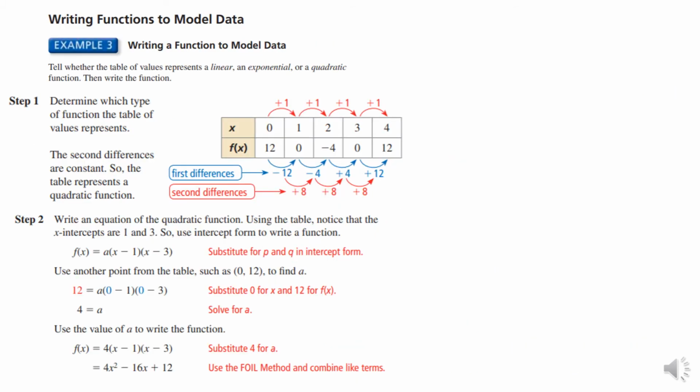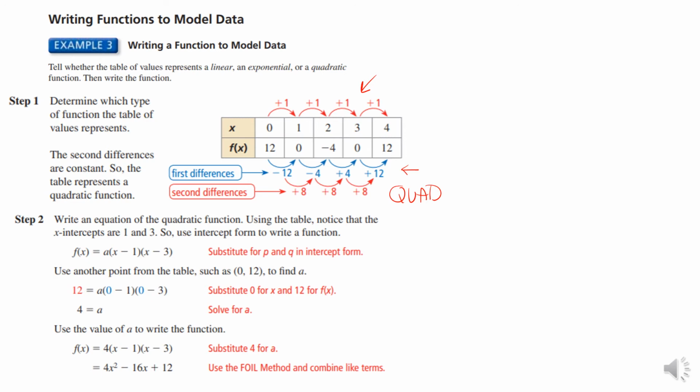Okay, I thought this was a really good example of how to come up with a function based on the table. So they're pretending that you didn't know what kind of a table it was. The first thing that you do is you check your x's. Yep, they're all going up by 1. Then they did their first differences, which were all different: down 12, down 4, up 4, and up 12. And then they found their second differences, and we find, oh, it must be a quadratic because the second differences are constant.